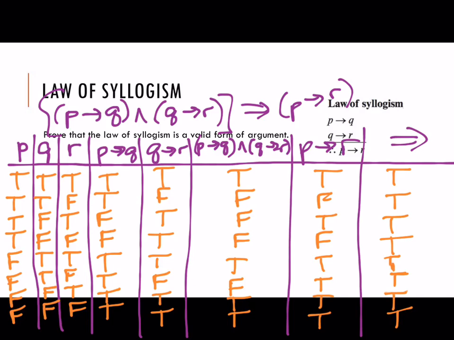Okay, so we can see we ended up with a column, sorry, video got cut off there. So we ended up with a column that are all trues, so that means that this argument is valid.